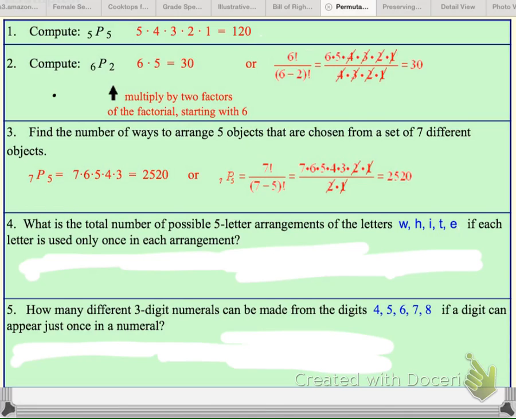What is the total number of possible 5-letter arrangements of the letters white, W-H-I-T-E, if each letter is used only once in an arrangement? Lauren, pause.